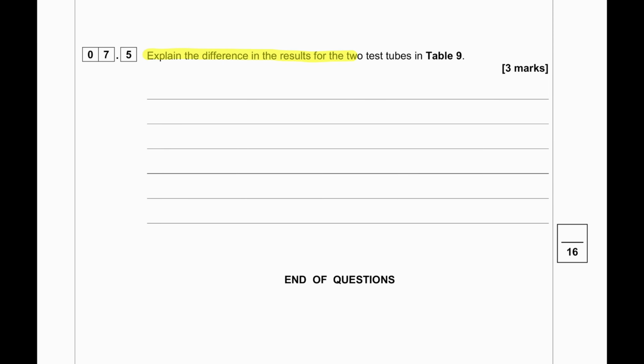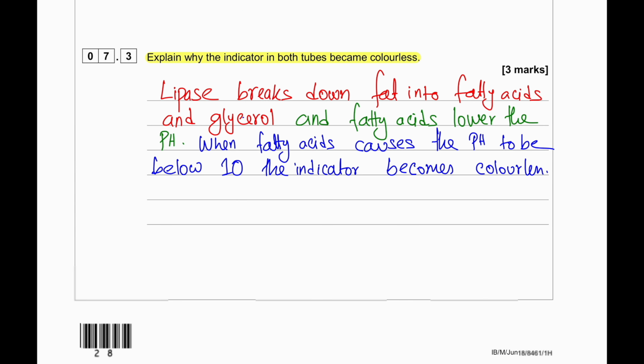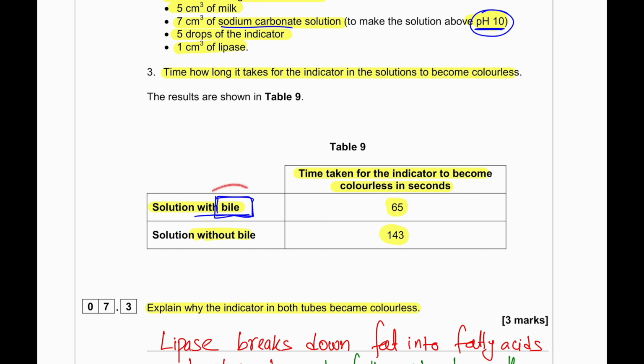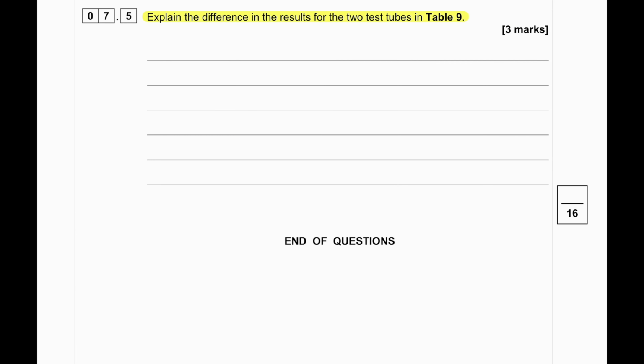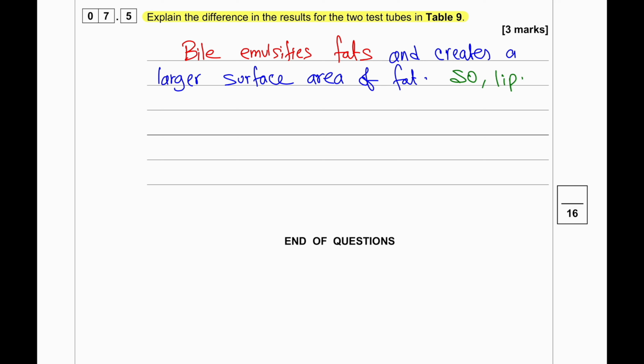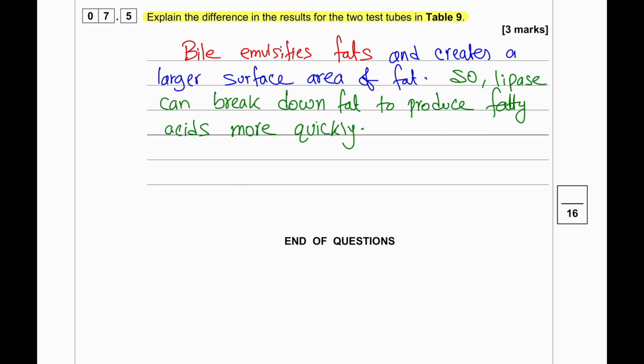Explain the difference in the results for the two test tubes in table 9. So in table 9, we know that one reaction was with bile. What is the job of bile? Bile emulsifies fat, meaning it creates a larger surface area of the fat where the lipase can break down the fat to produce fatty acids more quickly.